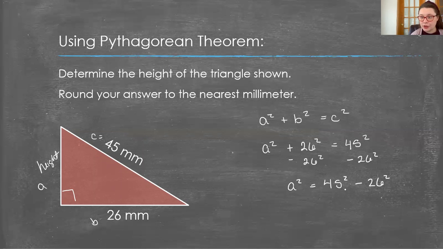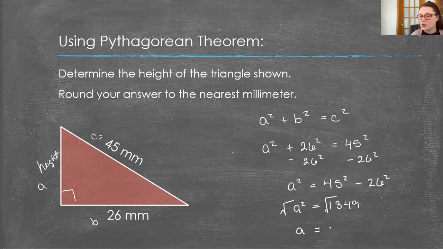Now again, you can do this in your calculator in one step. 45 squared minus 26 squared, press equals. Okay, make sure you press equals. So take a minute, pop that in your calculator. You should get 1,349 equals a squared. And then we're going to take our square root. A equals, we should get 37. We put millimeters in, so we're going to get millimeters out. There's our answer.